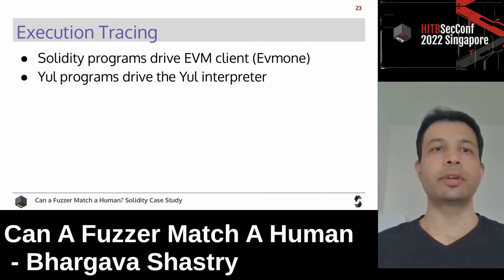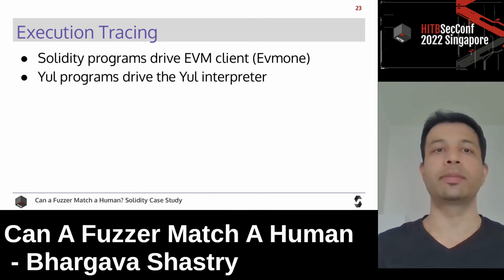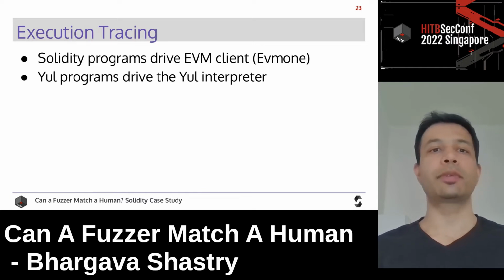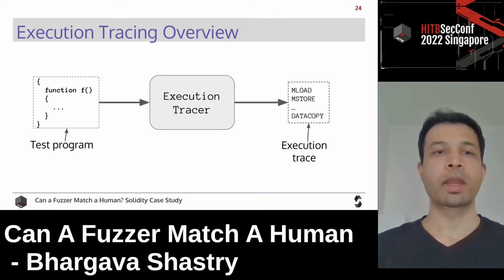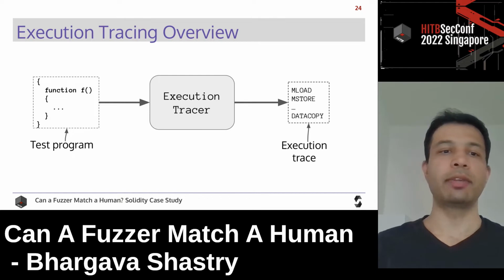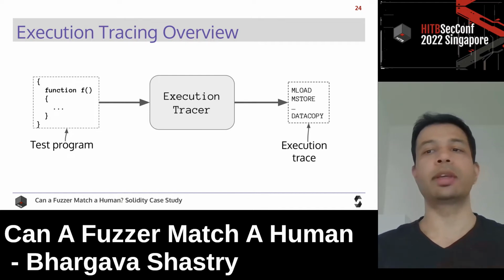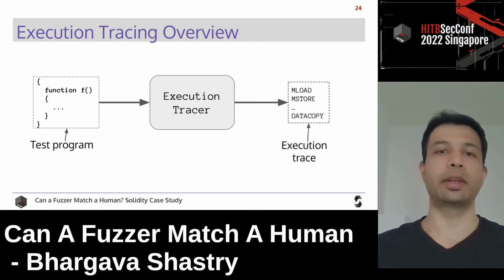Now, to actually perform execution tracing or to monitor side effects, we use either an EVM client like EVM1 or the Yul interpreter. Specifically, Solidity programs drive the EVM client, and the Yul programs drive the Yul interpreter. So essentially, in each of these 2 input generation strategies, you have a test program that's being generated. We take that test program, put it to an execution tracer, and see what the program is actually doing at runtime.